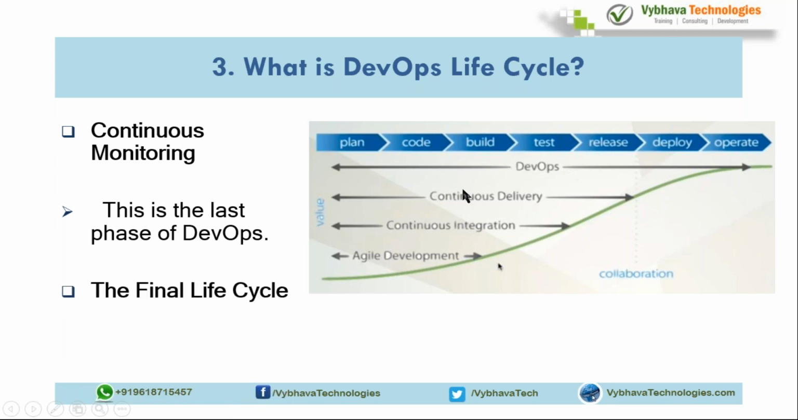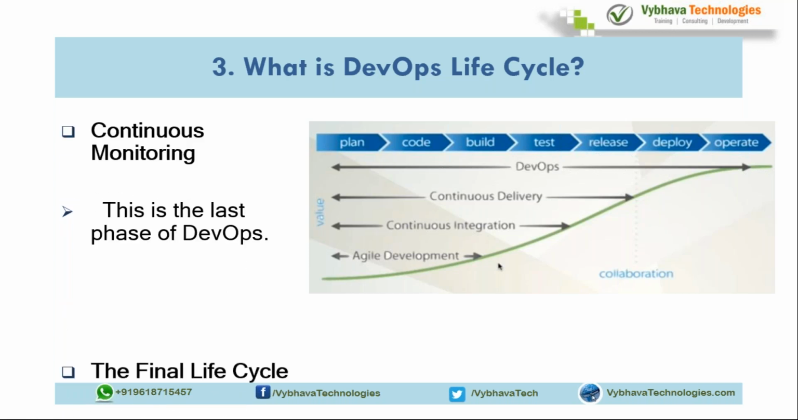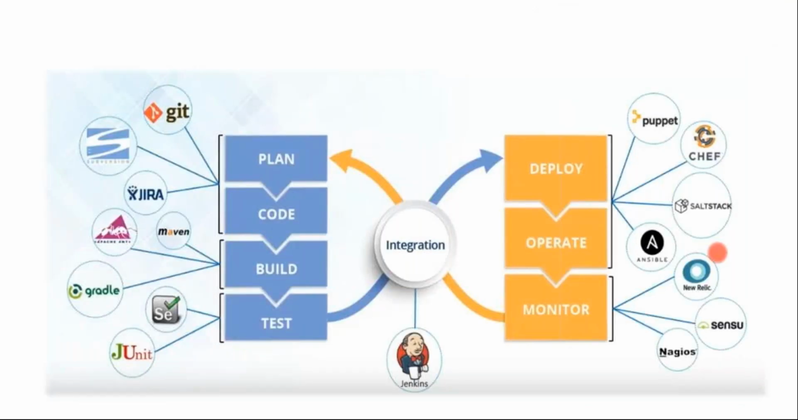Once you complete all these phases, once you develop the application, integrate it, and deliver it, then we do continuous monitoring. This is the complete application where you have the continuous monitoring capabilities required by DevOps. The final lifecycle phase is the monitoring phase for every application that goes live. These are the different phases we have in DevOps.